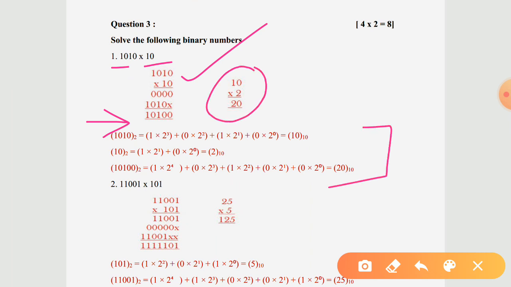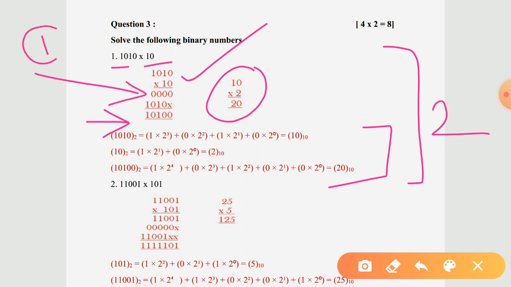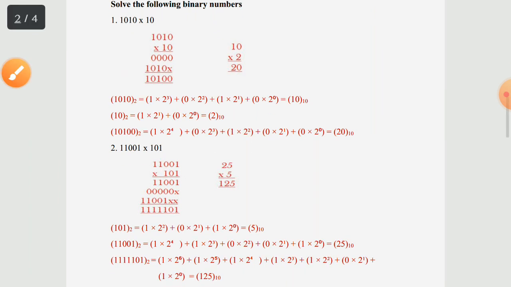In total this question is of 2 marks. If you have done only this part, then give yourself 1 mark, and if you have done both the parts, then give yourself 2 marks. Accordingly you have to give your marks. Now see the second one.